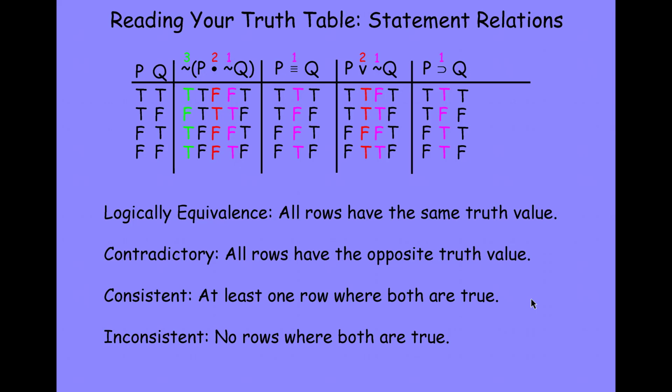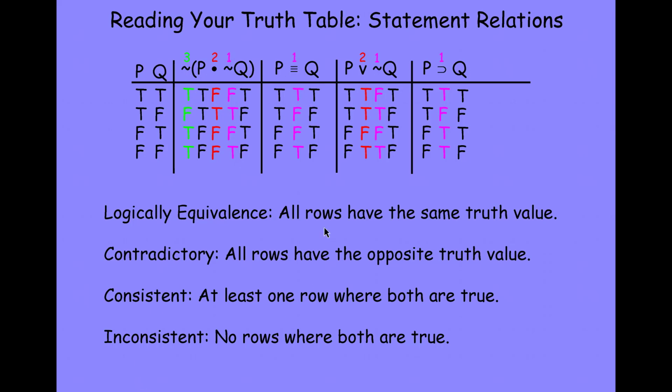Now, statements that aren't consistent are said to be inconsistent. Those statements are such that there is no row where they're true at the same time. Now, that doesn't mean they're contradictory, and it doesn't rule out them being logically equivalent. What it says is that there's no row under a main connective where they are both true at the same time.